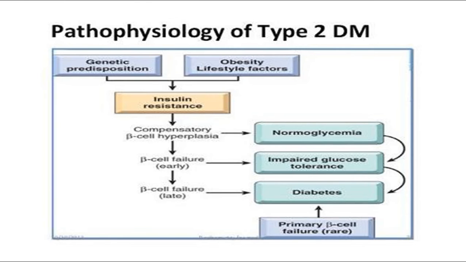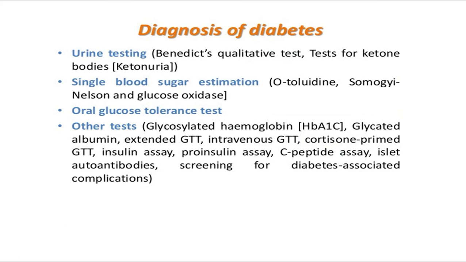So these are the pathogenesis of type 2 diabetes mellitus. The person has genetic predisposition plus obesity and lifestyle factors that lead to insulin resistance. Initially there is compensatory beta cell hyperplasia that leads to normoglycemia, and further damage or loss of the beta cells leads to impaired glucose tolerance, and later overt diabetes develops, which is the primary beta cell failure or destruction of the beta cells.